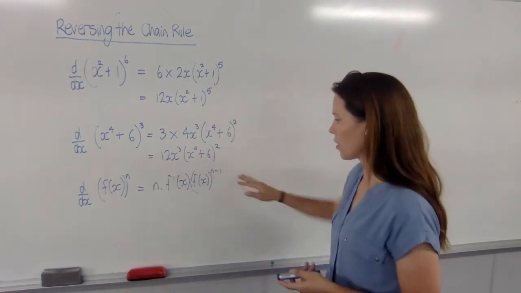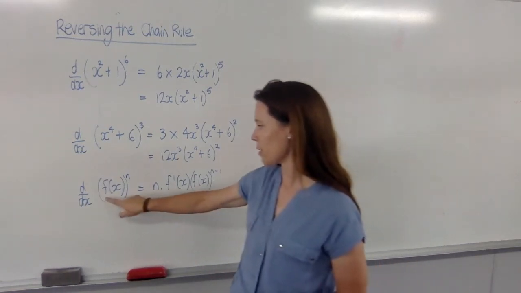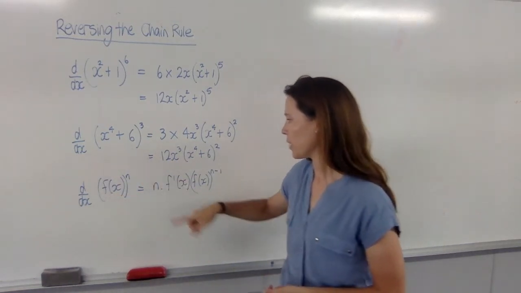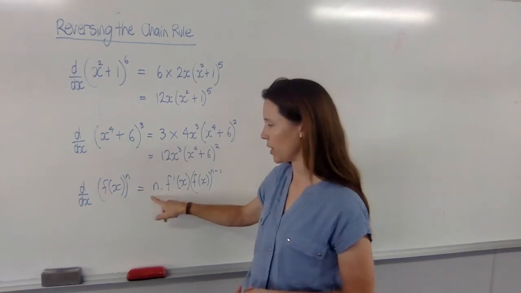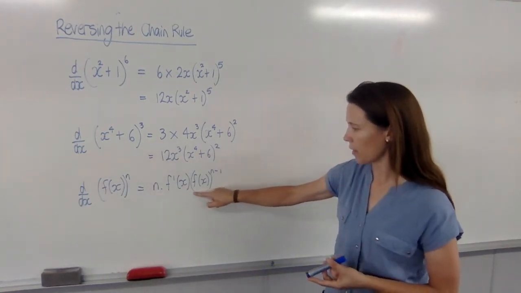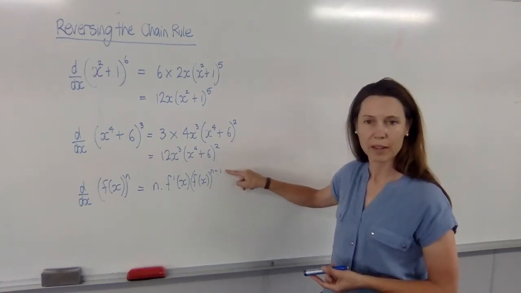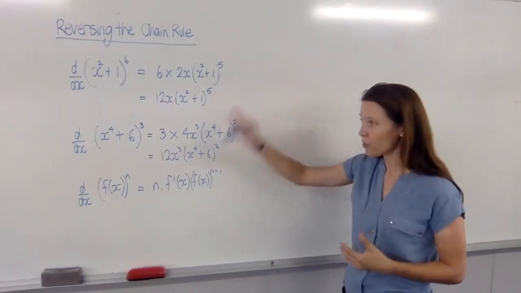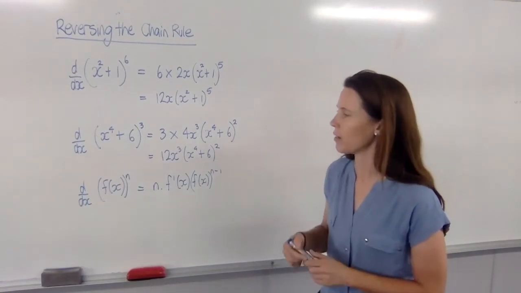So a shortened version of this, when we've got some function raised to a power, we need to bring the power out the front. We need to differentiate f of x, bring that out the front too, and then rewrite our function, dropping the power down by 1.